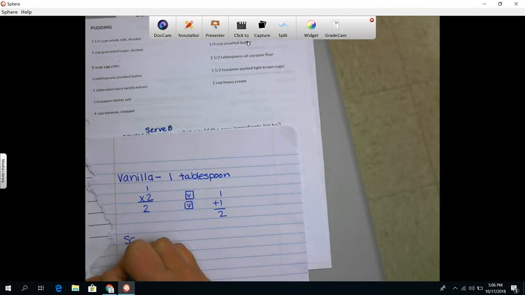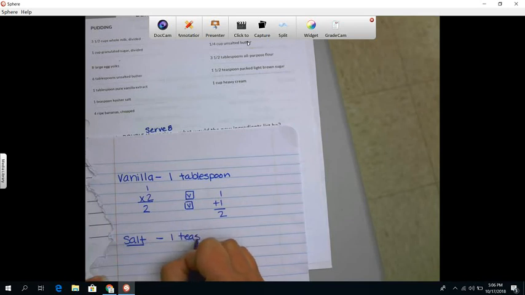All right, for salt. Right here, for salt, we need, again, 1 teaspoon of salt. Again, that's 1 times 2, which makes 2. You could draw a table here. If you wanted to draw a table, you would have the first batch.